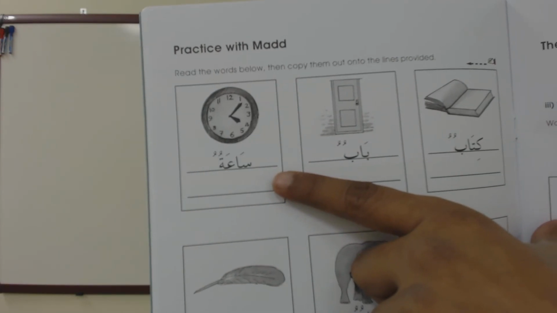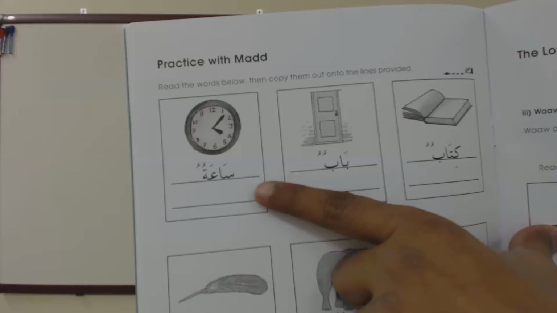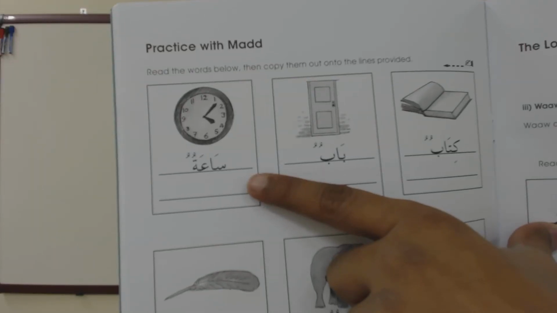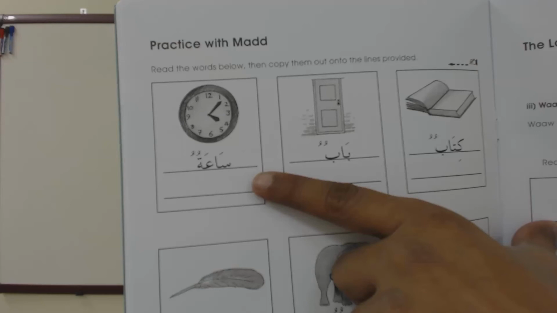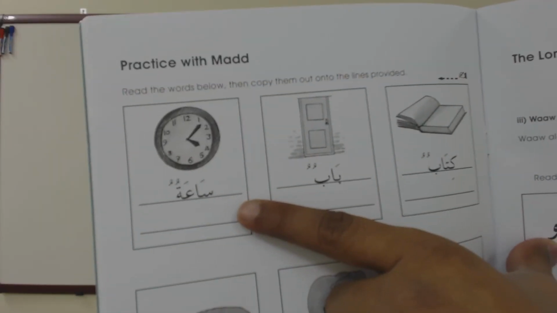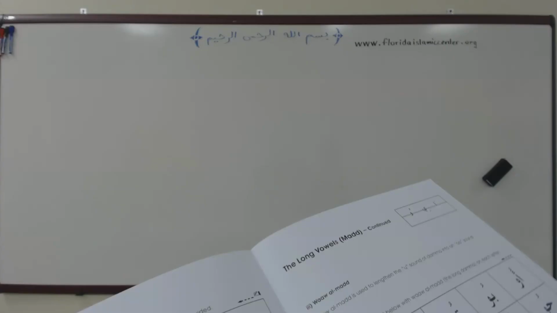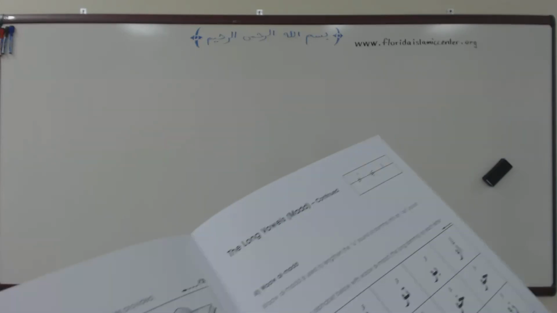Elongate what needs to be elongated. That's not a sad, that's a seen. Sa. Sa'atun. Sa'atun is a clock or a watch. Clock or a watch. Next.